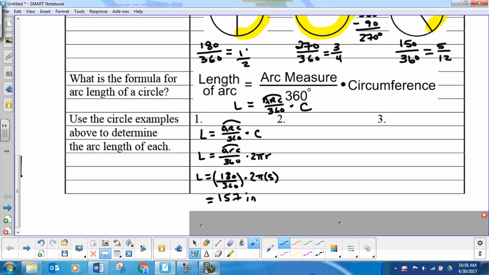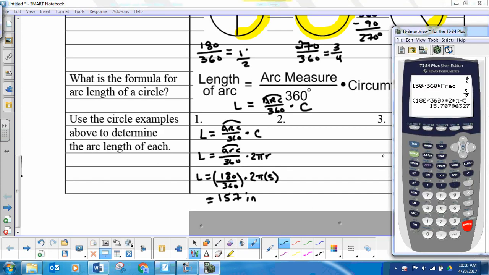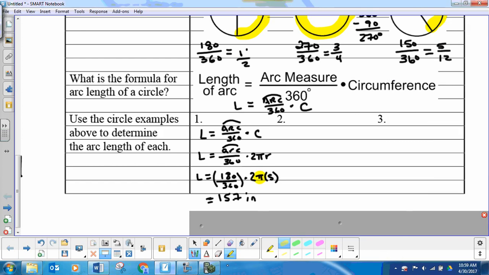Let's take a quick step backwards though, and let's do this by finding it in what we like to call in terms of pi. We looked at that a bit above. So I'm going to take that same information, 180 divided by 360. Okay, I got that from over here. I'm going to multiply this by 2 and then by 5, but I'm going to not include the pi.